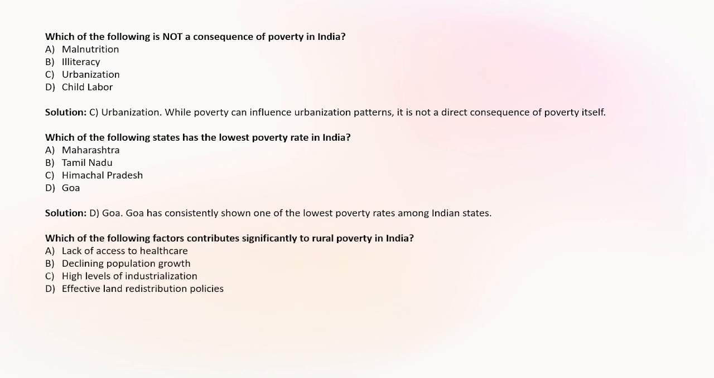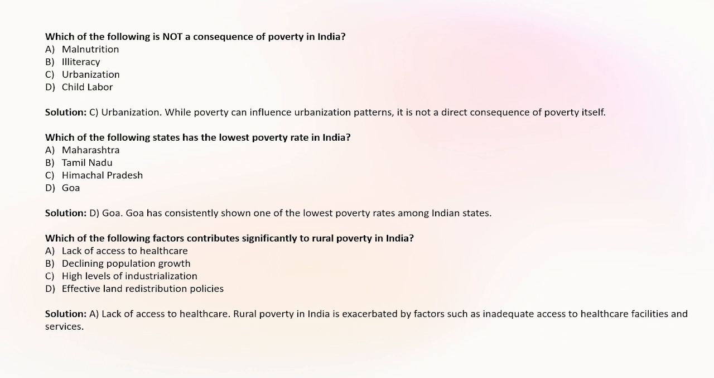Then again, going back to the next question, which of the following factors contribute significantly to rural poverty in India? Is it lack of access to healthcare, or the declining population growth, or the high level of industrialization, or effective land redistribution policies? It is lack of access to healthcare, because declining population growth, high level of industrialization, effective land use, they all contribute to improving our socio-economic condition. They will not worsen the condition. Only the lack of access to healthcare will contribute significantly to rural poverty in India.